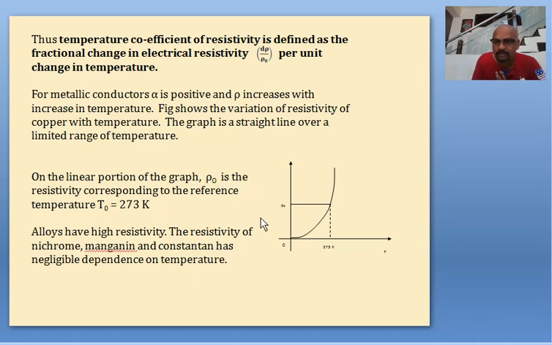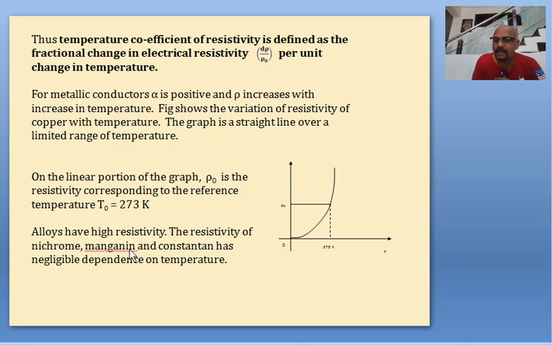Now look at this diagram. This is for metals, especially for copper. Here there is an increase in the resistivity with the increase in the temperature. Temperature is plotted on the x-axis and the resistivity is plotted on the y-axis. See that rho naught, this small thing represents rho naught. Rho naught is the resistivity when the temperature is 273 Kelvin, which means 0 degree Celsius.